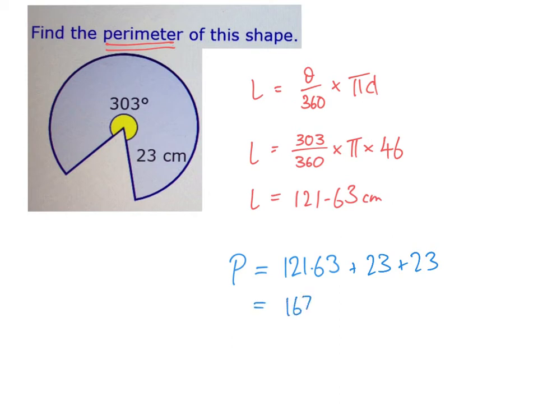And again, that's 167.6 centimeters to one decimal place. Okay, so I just need to make sure that I include these two wee extra bits as well as the arc length. So find the arc length first and add on the two wee extra bits. Okay, that one's a bit easier, a bit more like what we were doing on Monday, but just need to be careful to add on the extra bits.